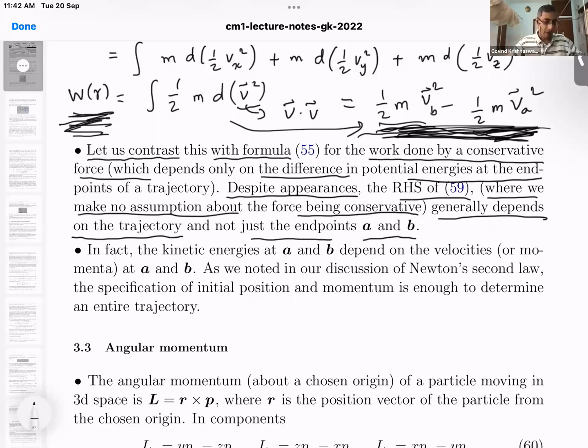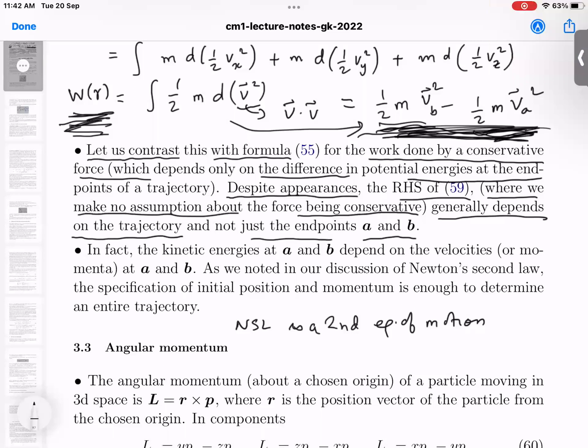Okay, let me clarify why it is okay. See, the point is that Newton's second law is a second order equation of motion. So it requires two initial conditions, namely the initial position and the initial velocity. If you give the initial position and velocity, then the entire trajectory is known. So in this case, if we know the position as well as the velocity, then you know the whole trajectory.